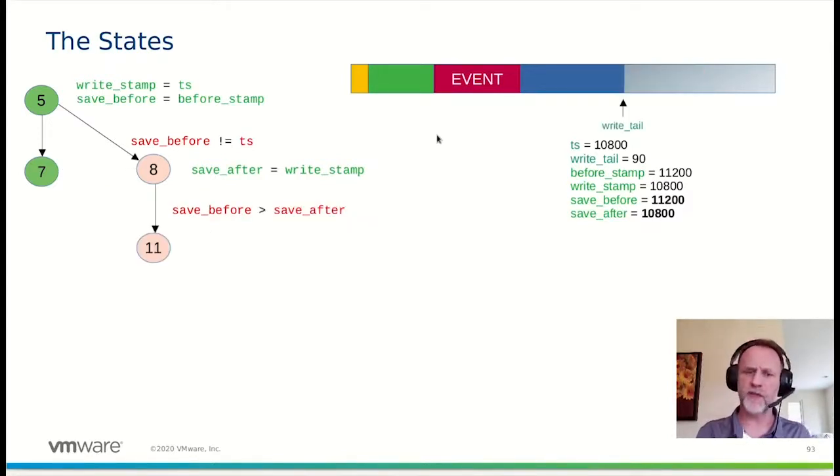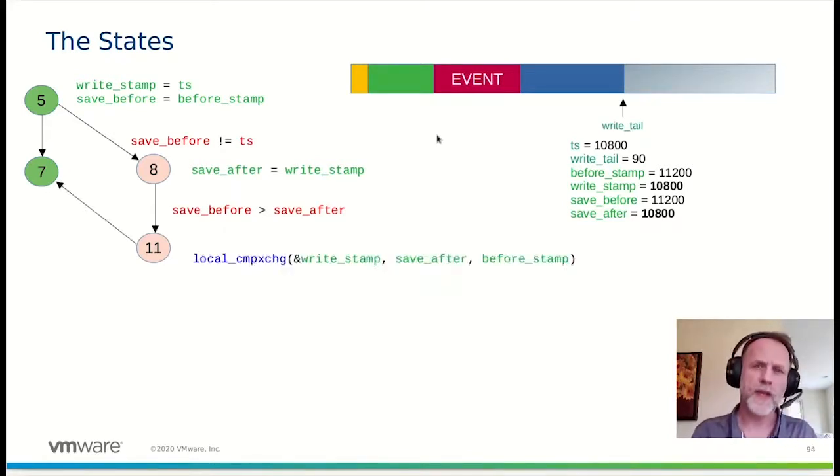But if the before stamp is greater than the after stamp, that means they went backwards and they don't match. We need to update it ourselves. So we have to remember that the before stamp has to match the after stamp. And we're going to update it only if the saved after stamp matches what we know it's going to be.